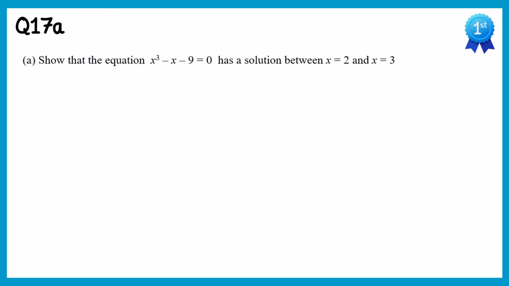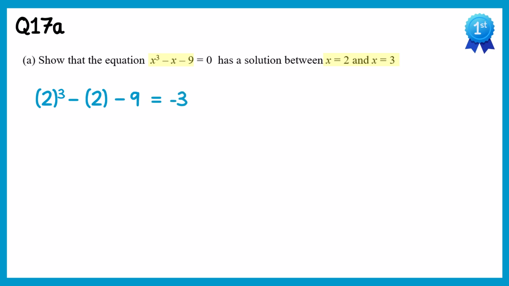In this question, we need to show that there's a solution between x equals 2 and x equals 3. To do this, we just substitute these values into this expression here. So we'll start with x equals 2, and it's x cubed, so we need to do 2 cubed, and then subtract x, so subtract 2, and then subtract 9. If you type this into your calculator, you'll get -3.